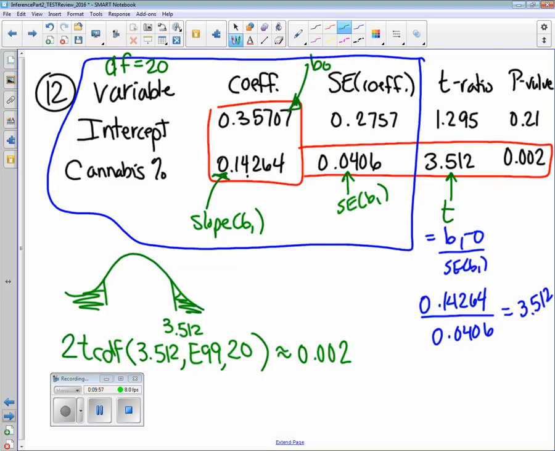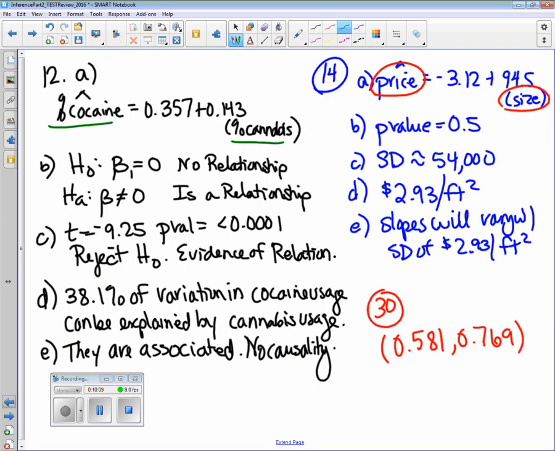Question B says to state the hypotheses in words that describe, about the slope, how marijuana is associated with other drugs. And so basically there is no relationship between cannabis and cocaine usage, or there is a relationship between cannabis and cocaine usage. Okay? And I've written it in context and in, what did you say? Symbols. That's the way to say it.